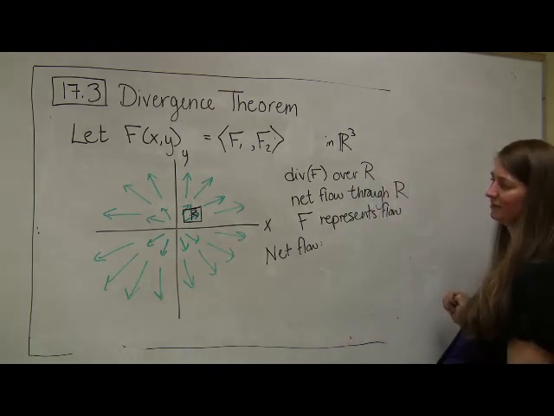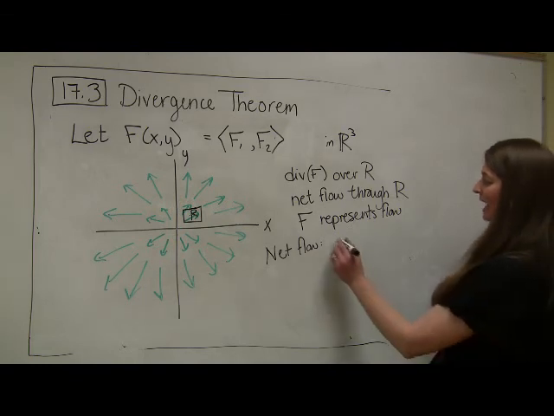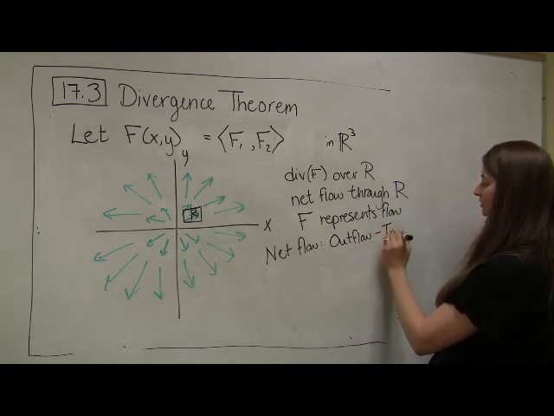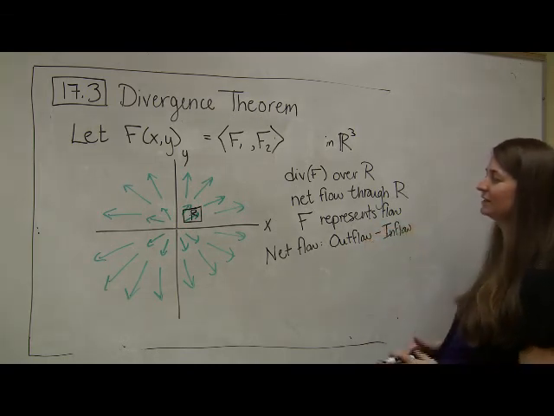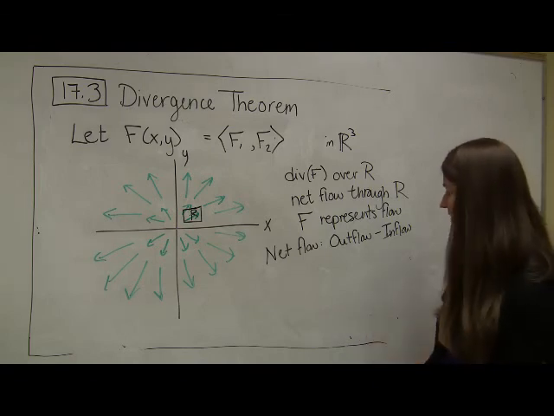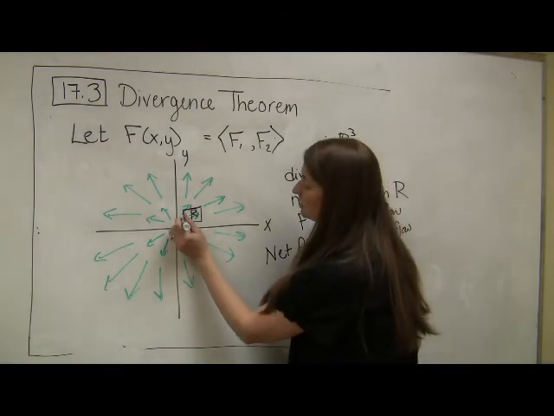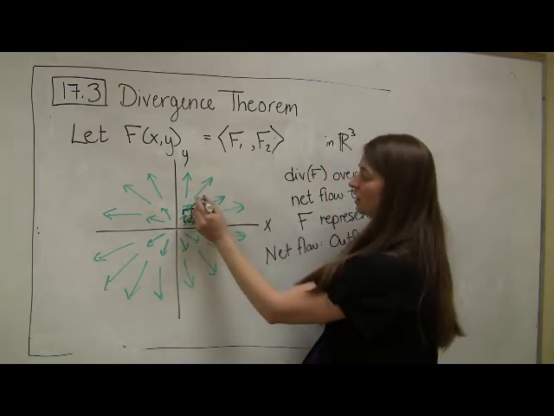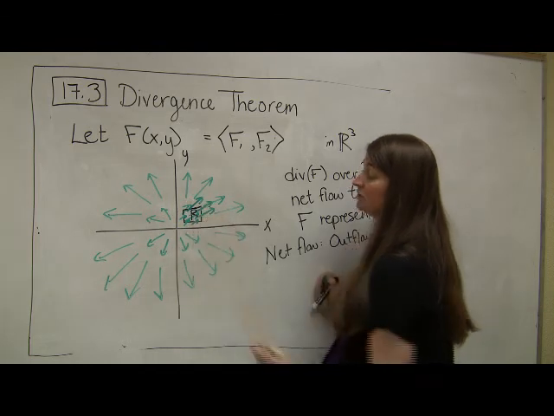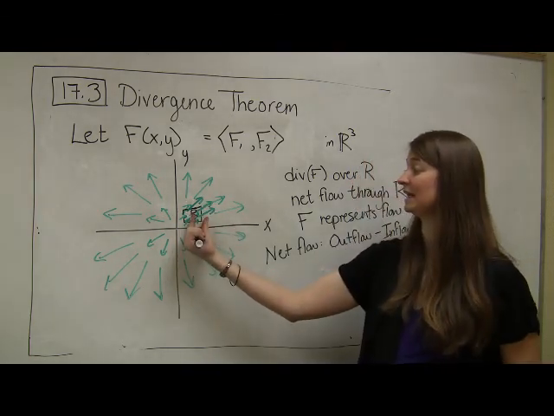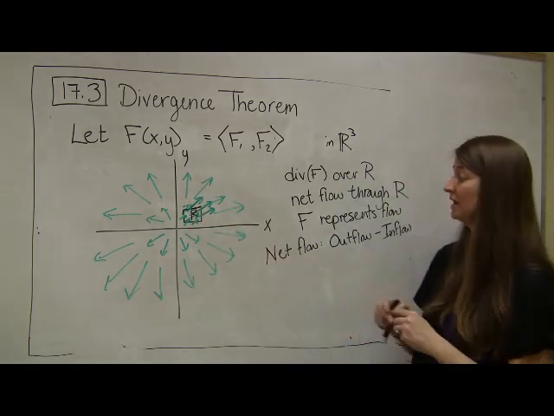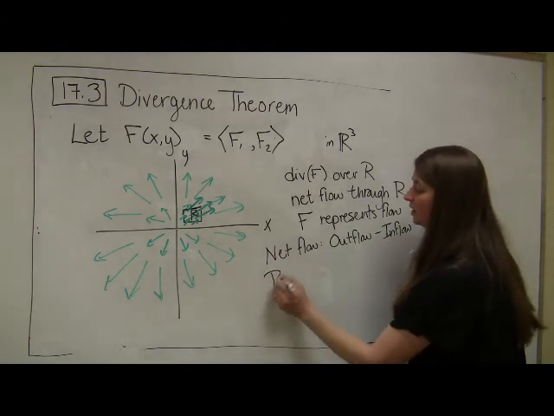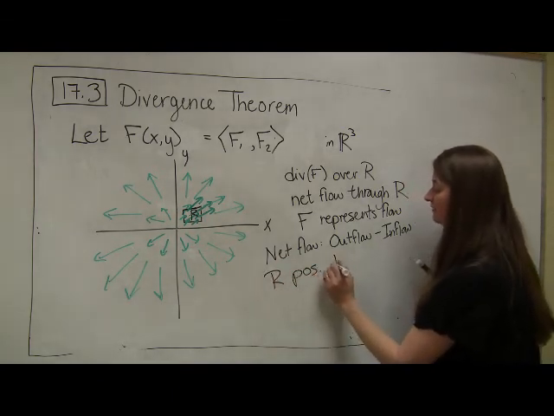But this is something that does have positive divergence because my outflow is greater than my inflow. Why do I think that my outflow is greater than my inflow? Well, in this case, I see that the vectors going in on this side are going to be little bitty vectors, right? And the vectors that are going out are going to have greater magnitude. So that's telling me that my inflow is less than my outflow. And so that means that I have positive divergence. So this is an example where R has positive divergence.